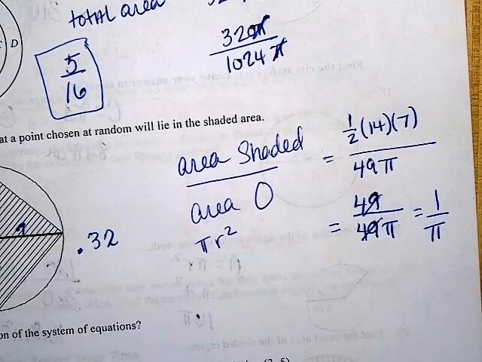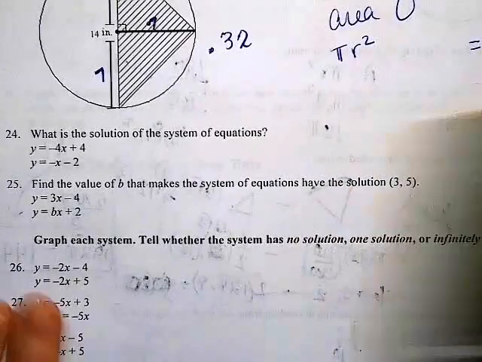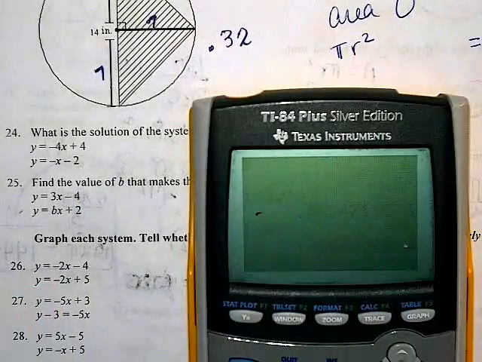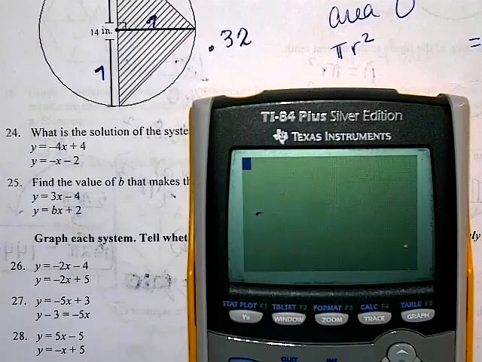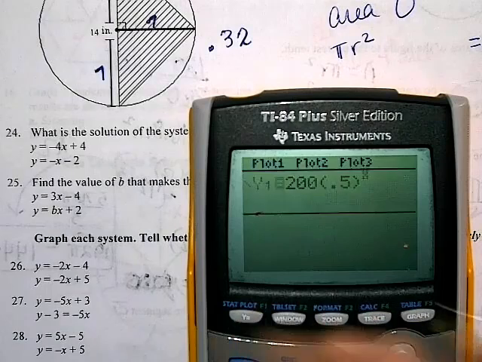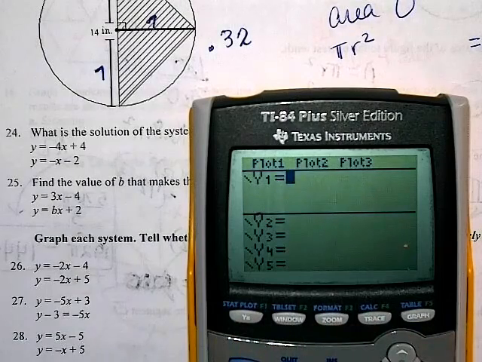Any questions so far? Next question goes back to an algebra question. What's the solution to the system? That means the point that makes them both true at the very same time. What's the easiest way to find that? Go to y equals, or set them equal to each other.